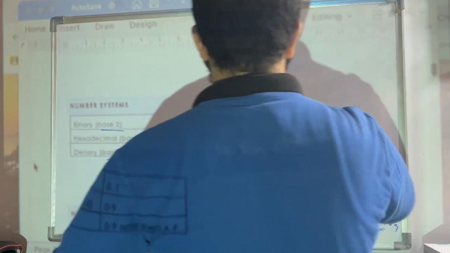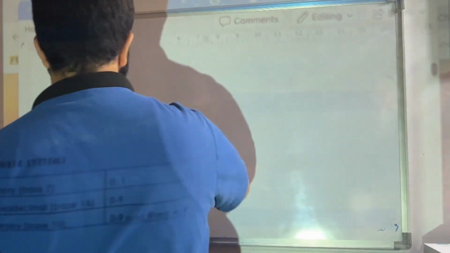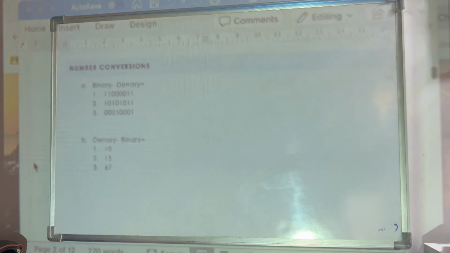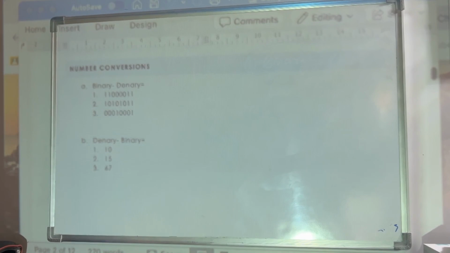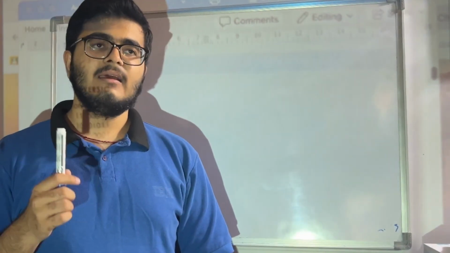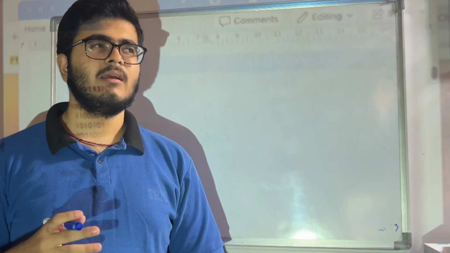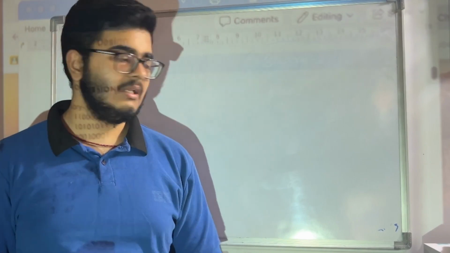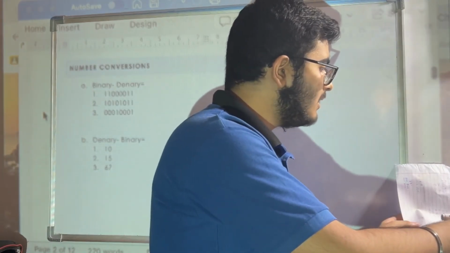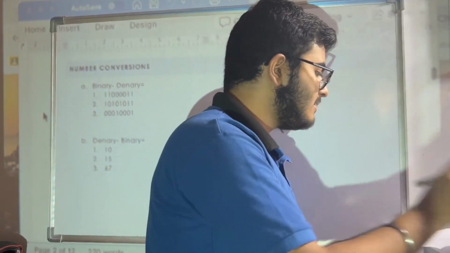Moving on, the next topic for today is number conversions. We all know that in our syllabus we have converting numbers, and that's what we're going to study right now. We have binary to denary, denary to binary, binary to hexadecimal, hexadecimal to binary, and then lastly hexadecimal to denary and denary to hexadecimal. So these are our number systems. Let's see how we convert in each of them.